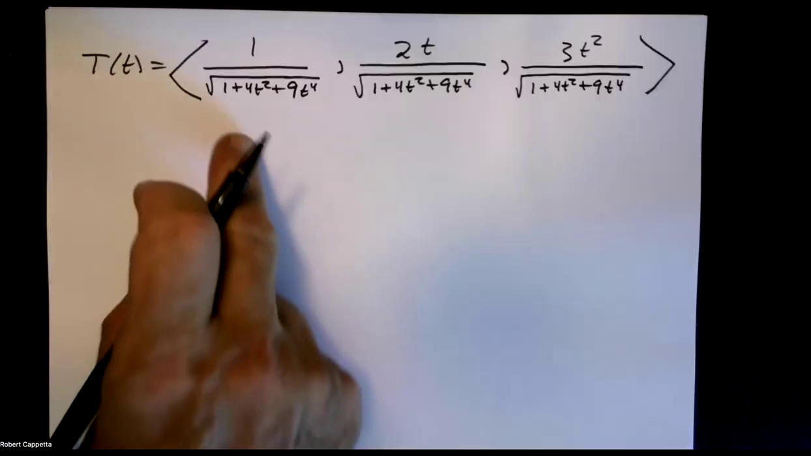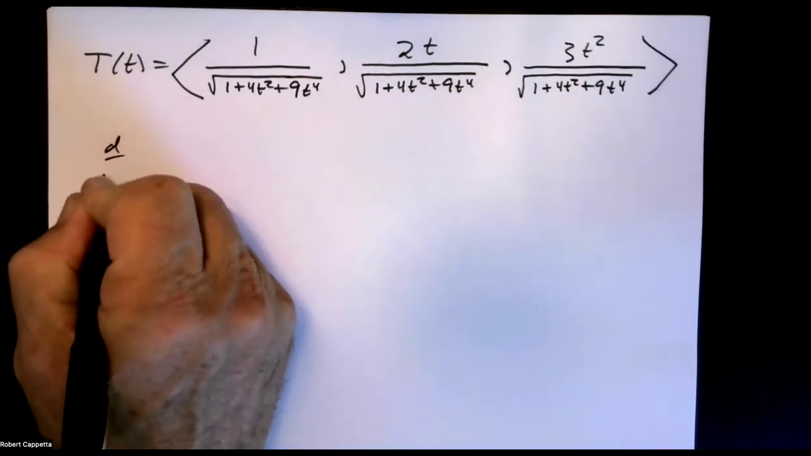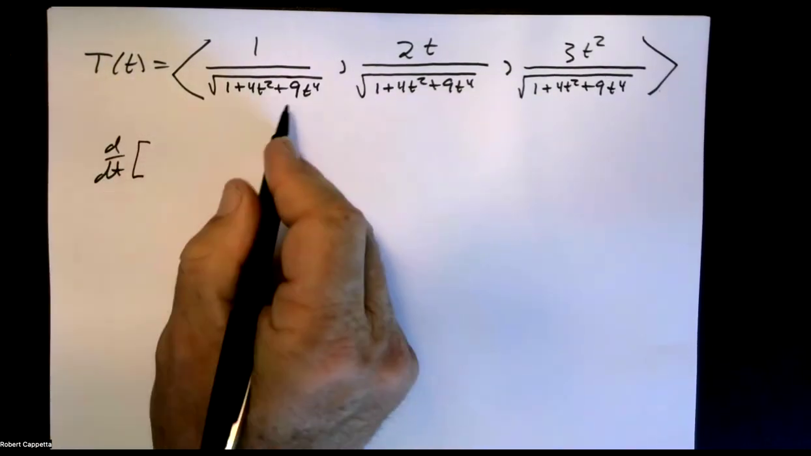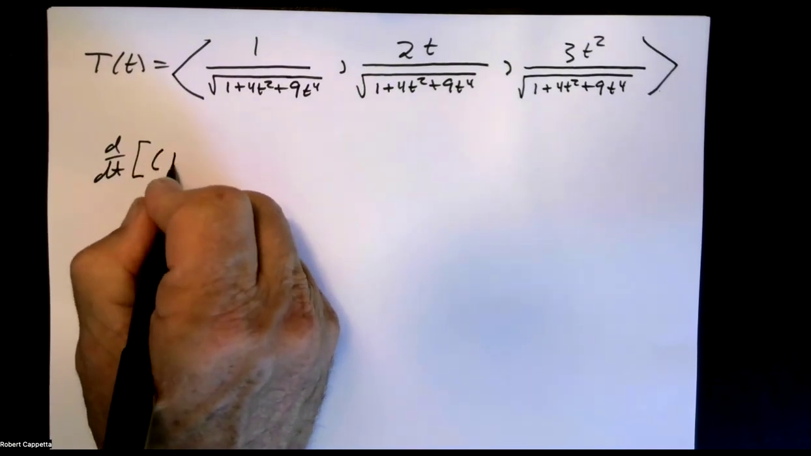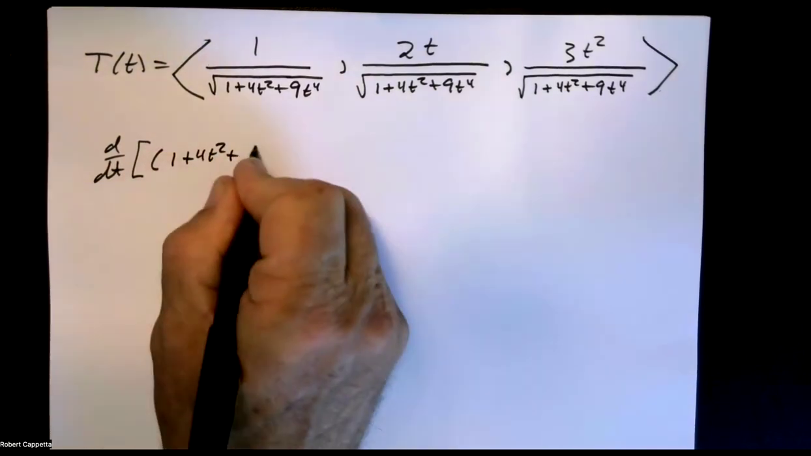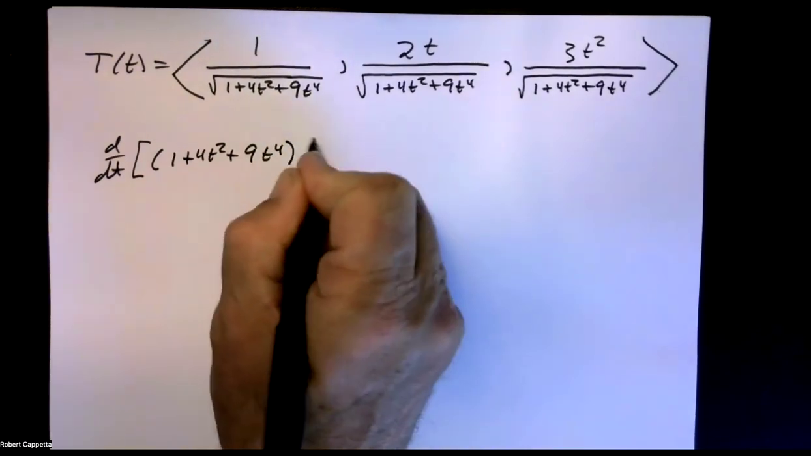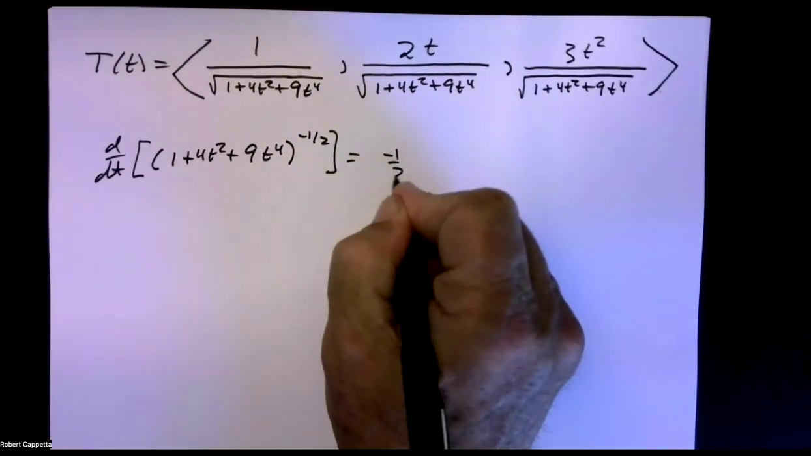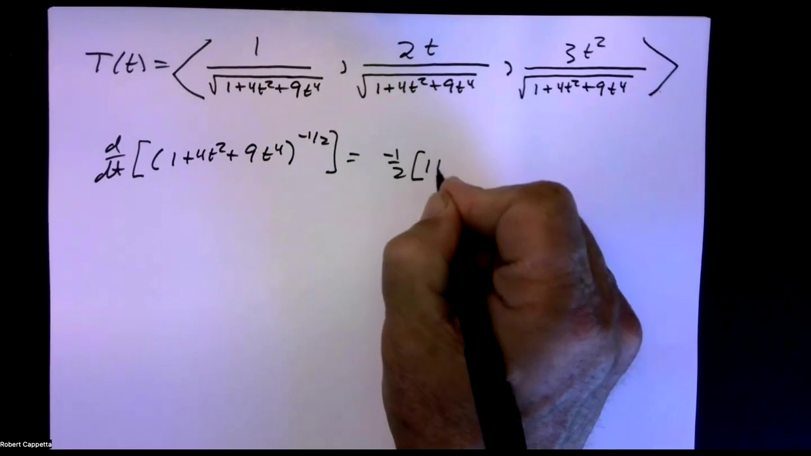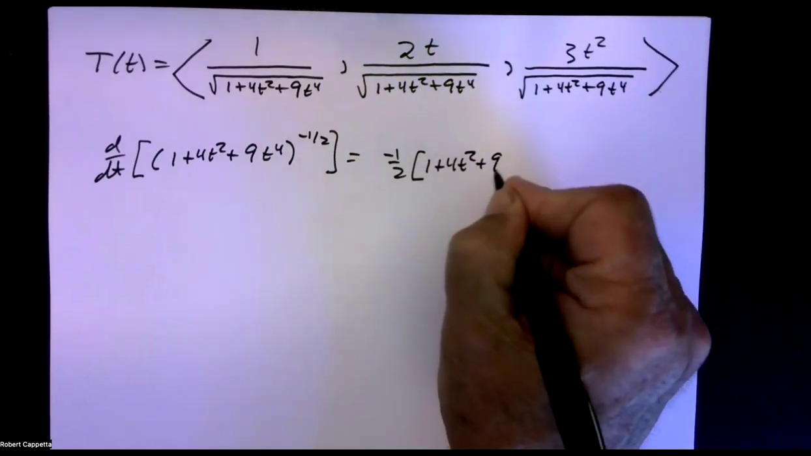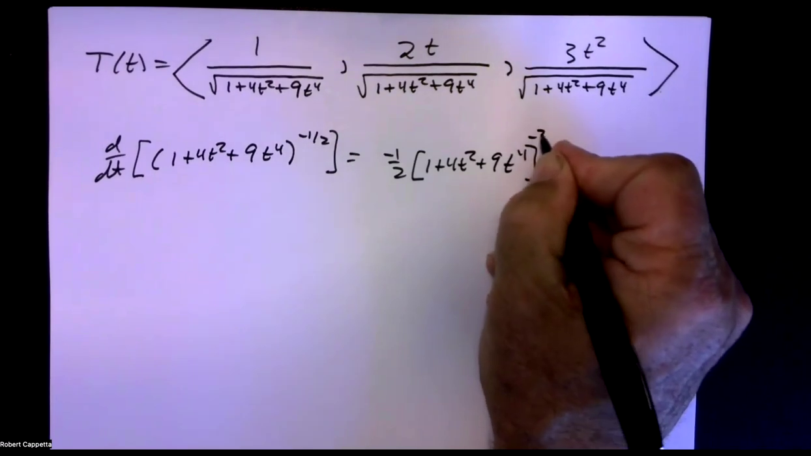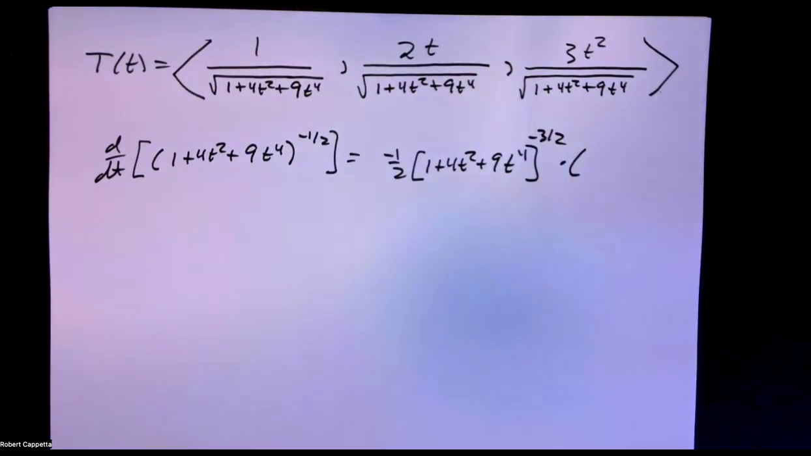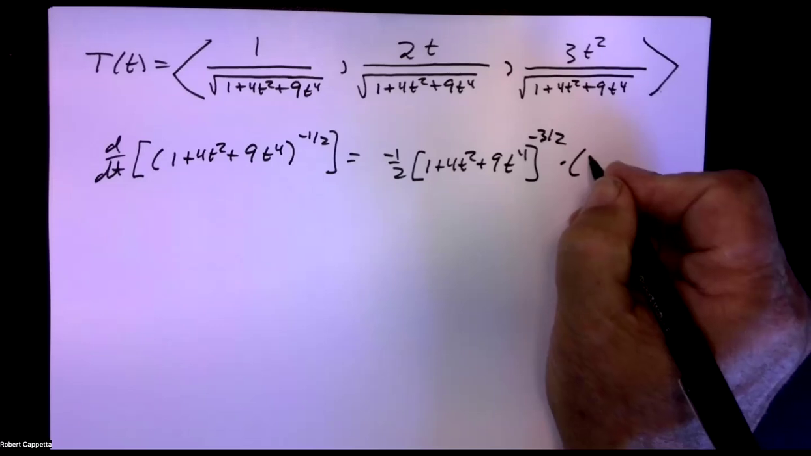So to find T prime of t, I've got to take the derivative of each piece. How about the derivative of the first piece? The derivative of 1 plus 4t squared plus 9t to the fourth, to the negative 1/2 power, which would be negative 1/2 times 1 plus 4t squared plus 9t to the fourth, to the negative 3/2, times the derivative of the inside, which is 8t plus 36t cubed.